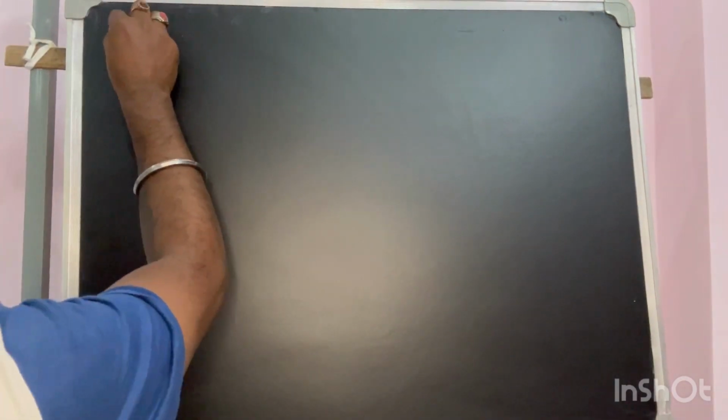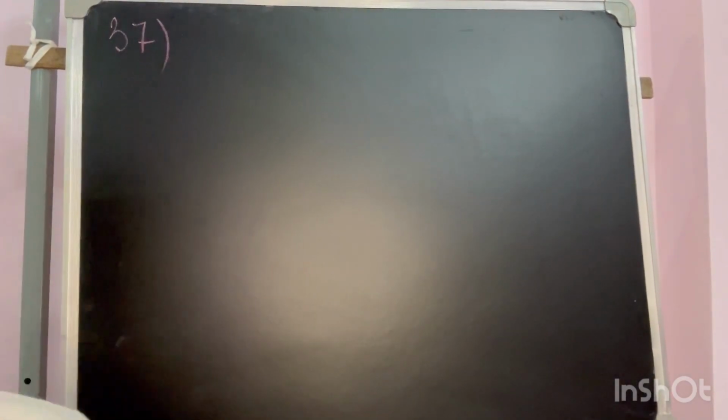We are progressing on the problem solving session on the trigonometric ratio. There we have reached problem number 36. Then onwards we will move on to problem number 37.